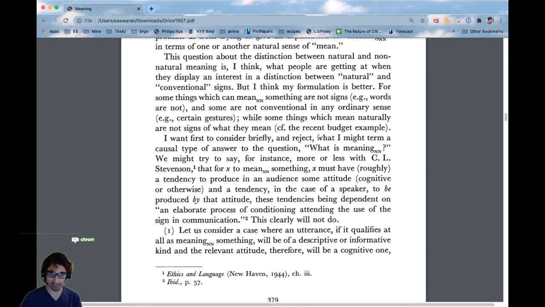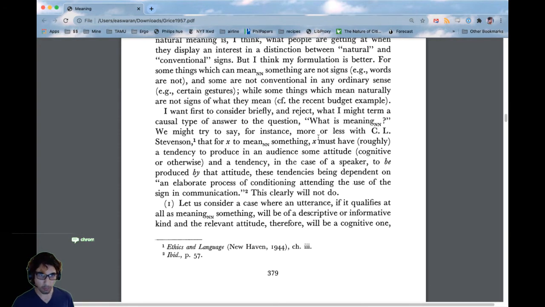So, for example. I want first to consider briefly and reject what I might term a causal type of answer to the question, what is meaning? And here, note, there's often a confusion in reading philosophy papers. Causal means having to do with cause and effect, and casual means like the opposite of formal. And here it's talking about causal.